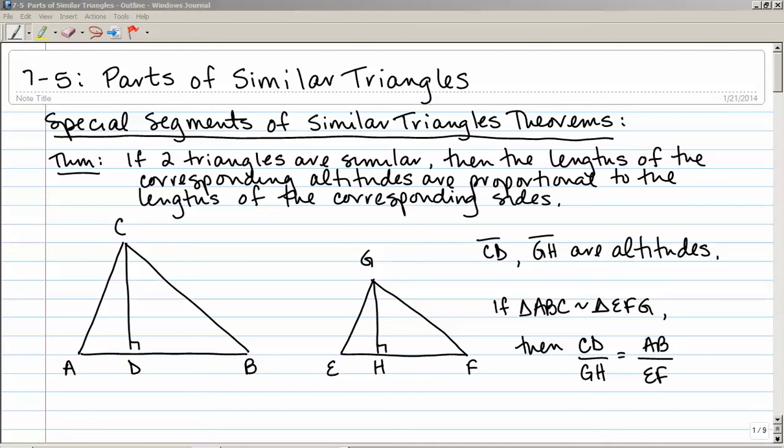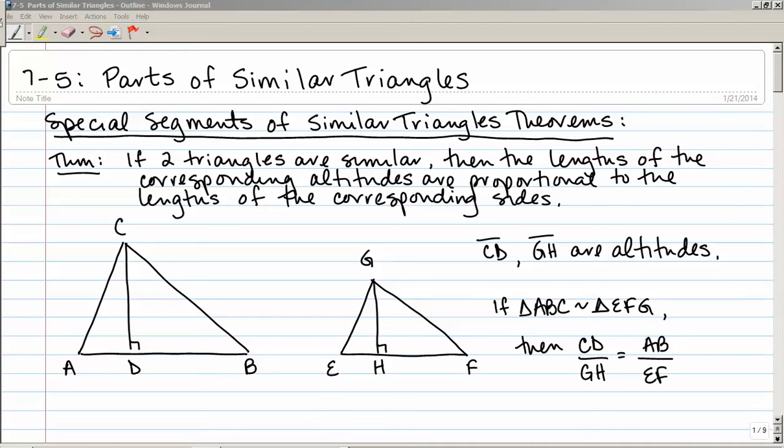So our first theorem says if two triangles are similar, so it's given the triangle ABC is similar to triangle EFG, then the lengths of their corresponding altitudes are proportional to the lengths of the corresponding sides. So in the first triangle here, segment CD is an altitude. Recall that an altitude is a segment that goes from a vertex perpendicular to the opposite side. So CD is an altitude of the first triangle, GH is an altitude of the second triangle.